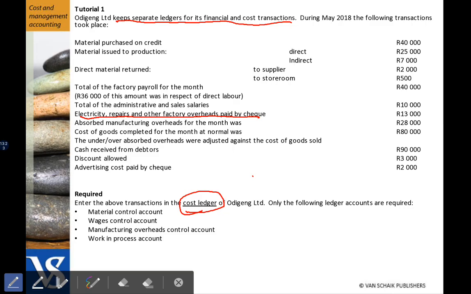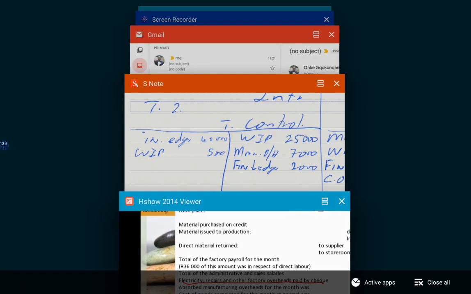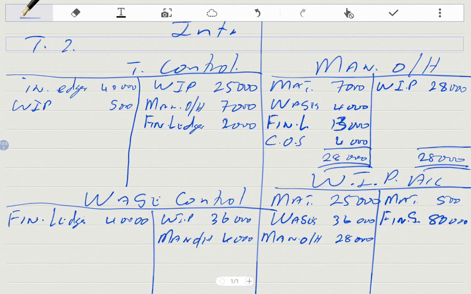Cash received from debtors, 90,000. It does not affect us on the cost side. Discount allowed. There's nothing that we are going to do about that. Advertising cost paid by check. Again, there is nothing that we are going to do about that. Because they say, let's just enter the transactions in the cost ledger, and only that account. So we're done. So that's what you'll do if the company is using the interlocking accounting system.